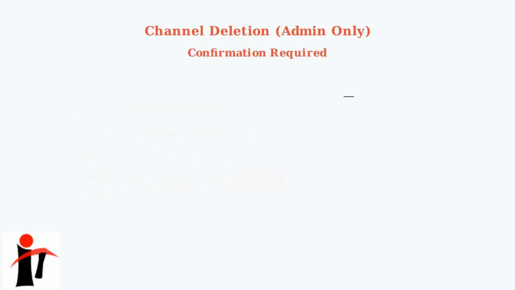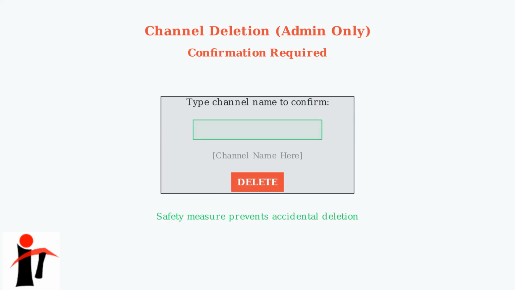The system will then ask you to type the channel name exactly to confirm deletion. This safety measure prevents accidental deletions. Once you type the name correctly and tap Delete, the channel is permanently removed for all followers.